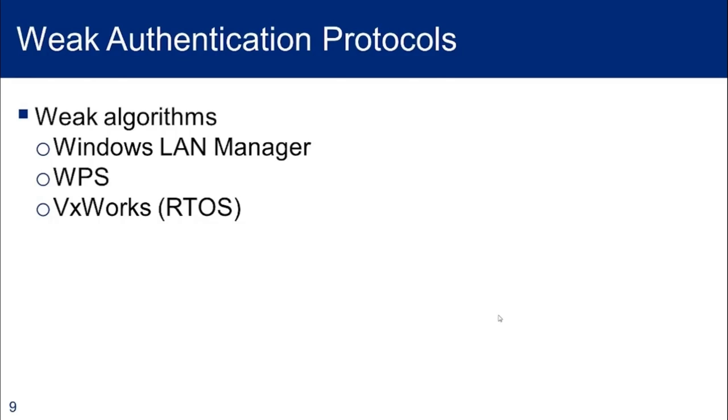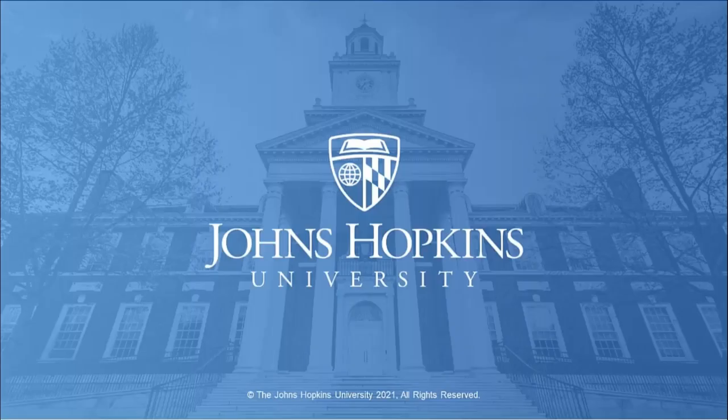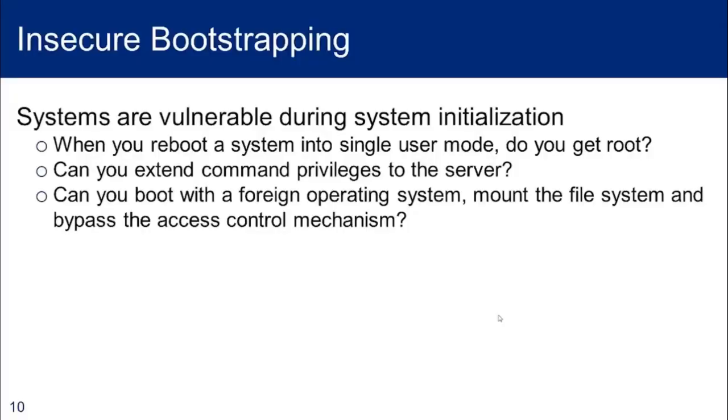Again, this reduces the attack surface. I demonstrated the vulnerability of a bootloader in the first submodule, but I have not talked about the other 2 bootstrap issues. Sun OS allowed booting into single user mode, and after getting root privileges on the box, it was possible to extend those privileges to the server. In other words, access was granted to the whole network.